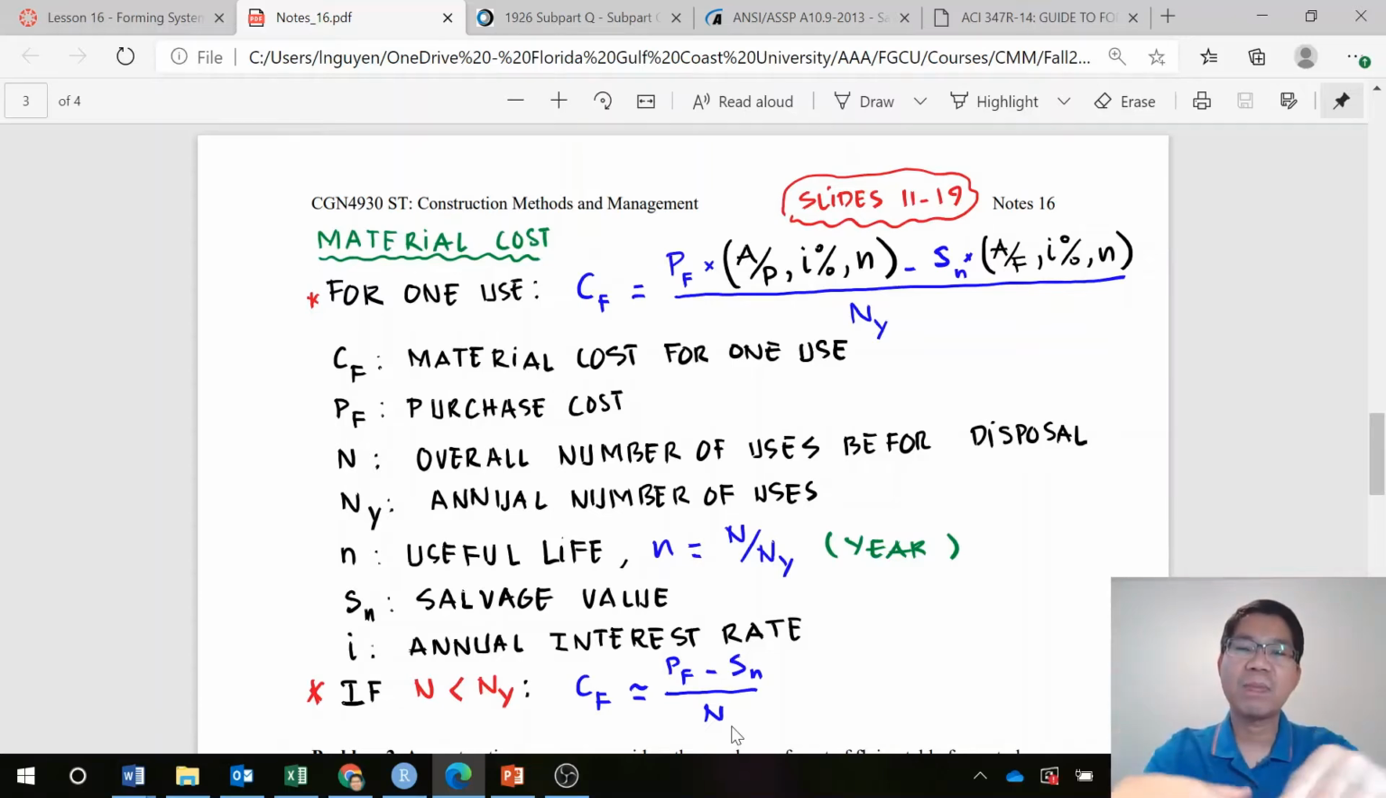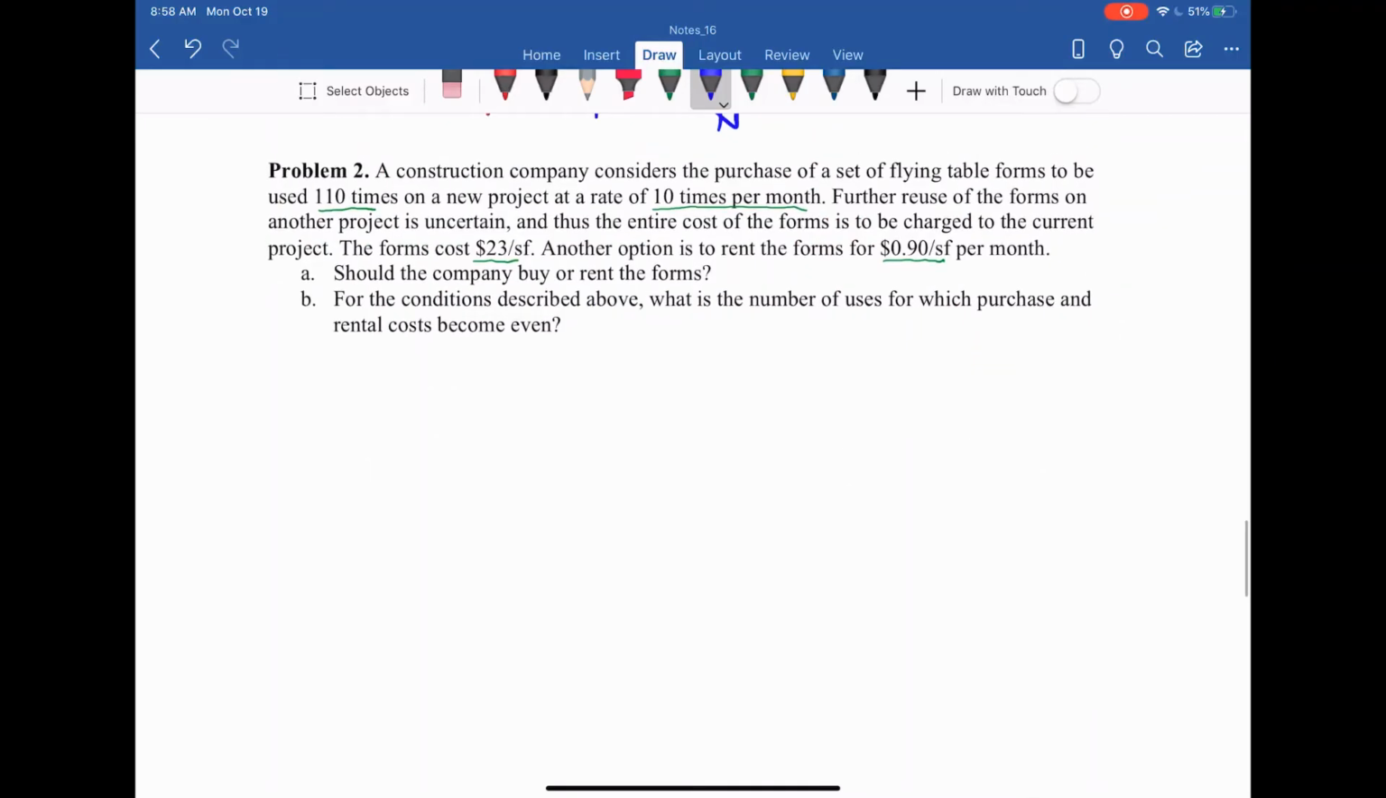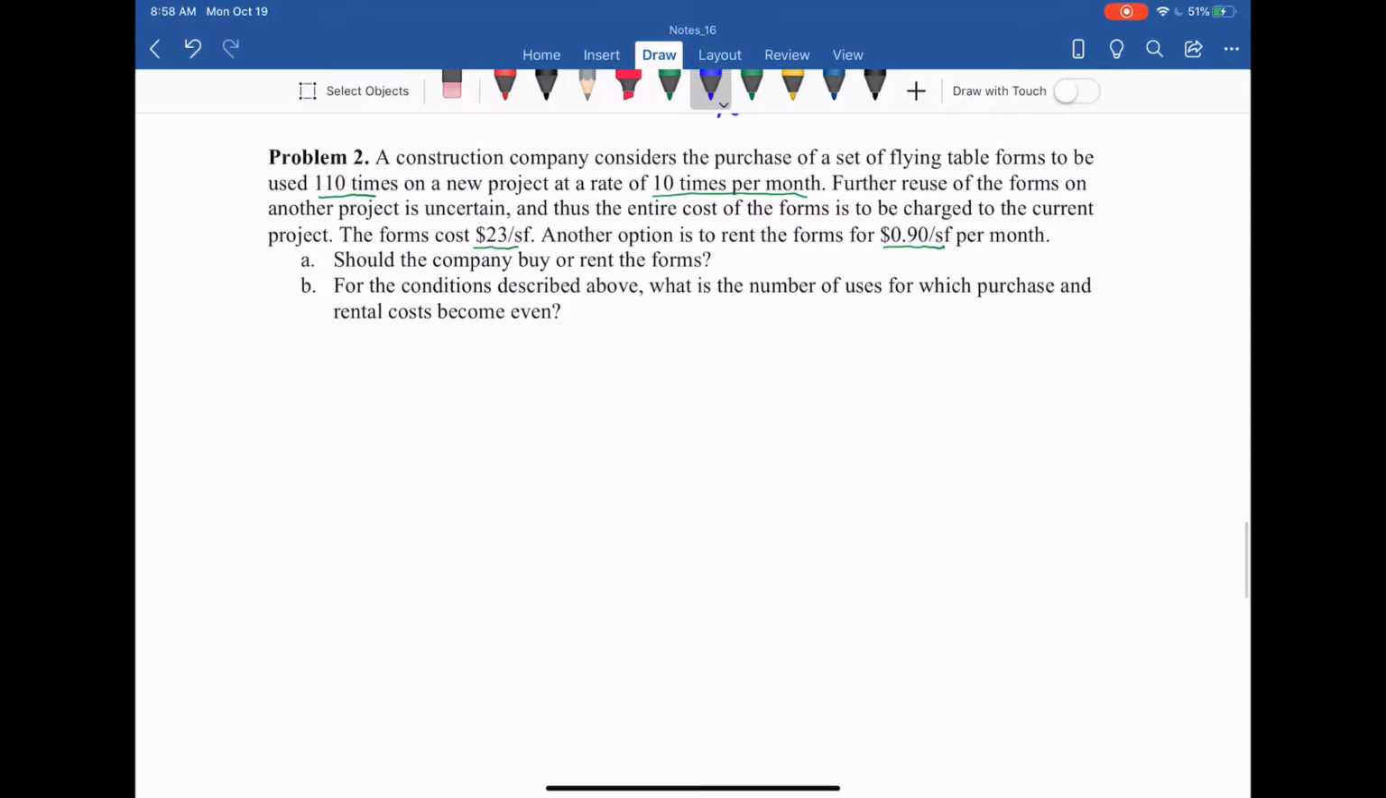Let's apply this in problem 2. A construction company considers the purchase of a set of flying table forms to be used 100 times, so that is N, capital, on a new project at a rate of 10 times per month. Further reuse of the forms on another project is uncertain, and thus the entire cost for the forms is to be charged to the current project. The form cost, if we purchase, is $23 per square foot. Another option is to rent the forms for 90 cents per square foot per month. A, should the company buy or rent the forms?